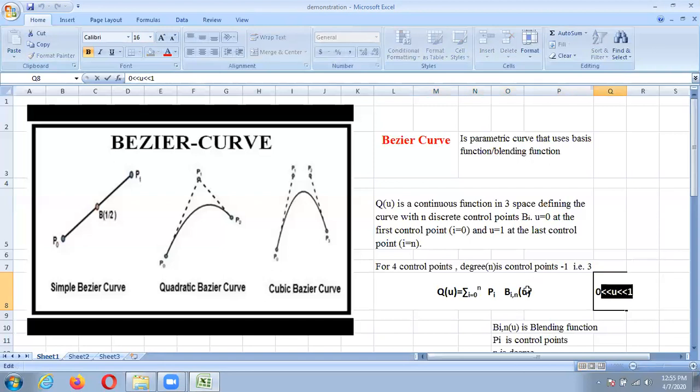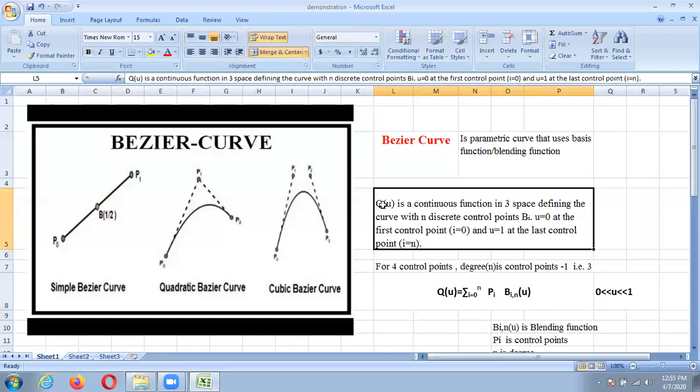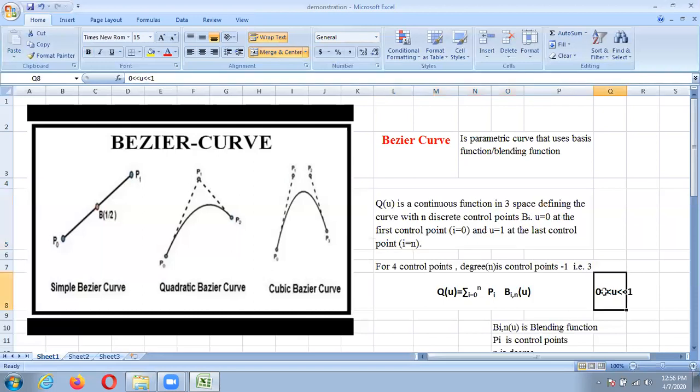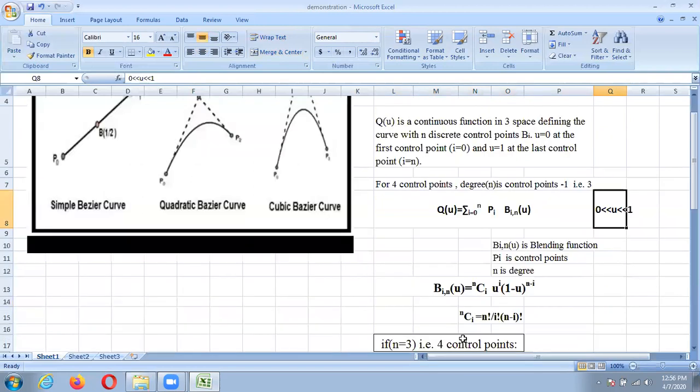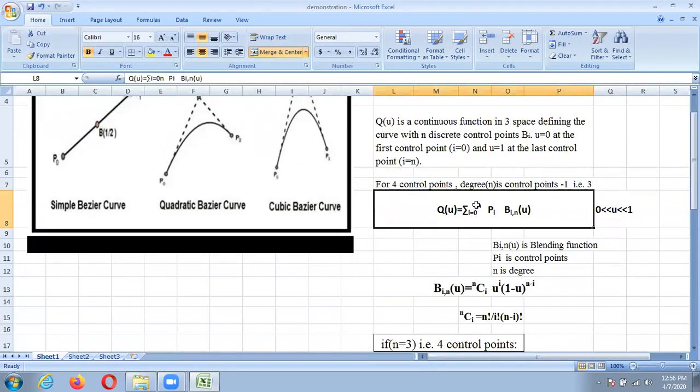Here q of u is a continuous function in 3-space defining the curve with n discrete control points. u equals 0 at the first control point, that is i equals 0, and the last control point is i equals n. At that point u becomes 1. And n indicates the degree of the curve.